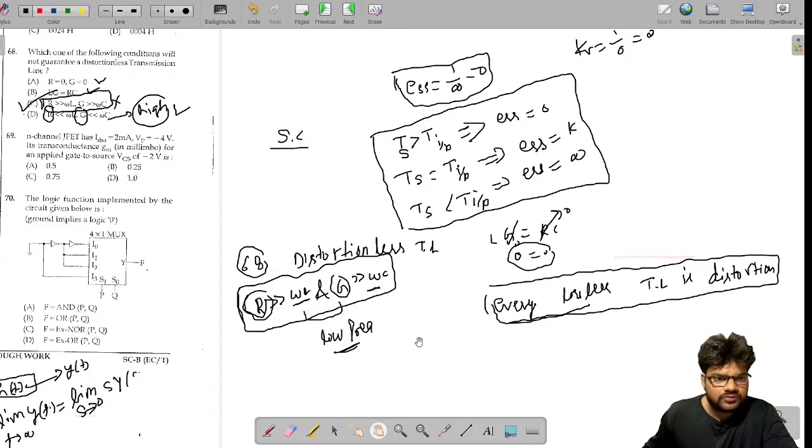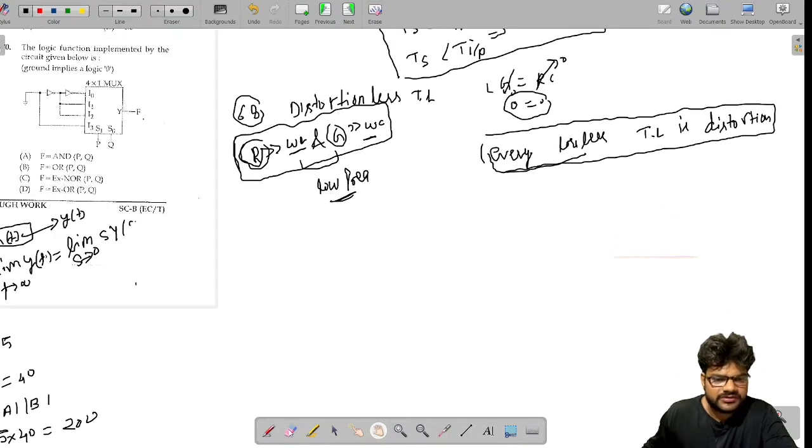So let us go to the next question, question number 70. The logic function implemented by the circuit given below is. So we have to find out the logic function which is implemented by this circuit. So we have a 4:1 mux and this is 0. So this is going to be 0. So this is 1, again this is 0, right? Because this is an inverter. So this is 1, this is 1. So for I1 and I2 inputs only we will get output.